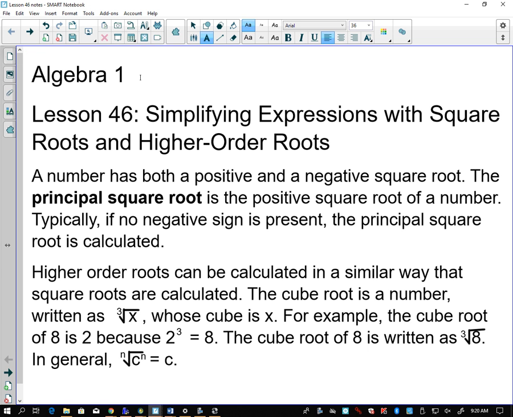Algebra 1, lesson 46. So we're going to turn in our book to right around page 288. We're going to talk about simplifying expressions with square roots and higher order roots.